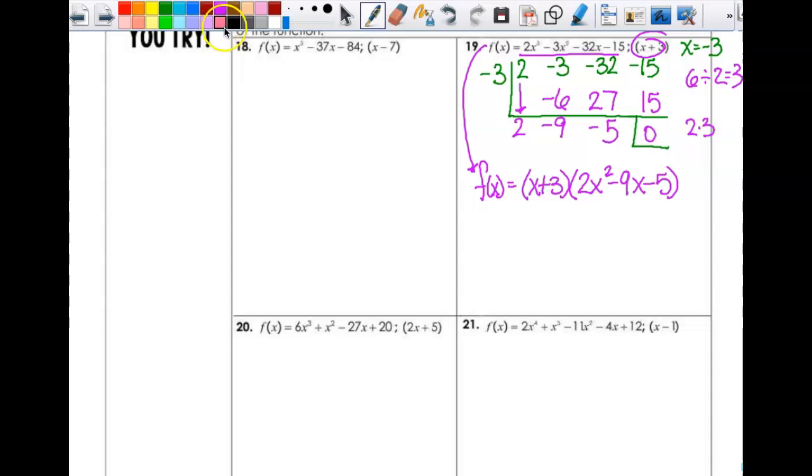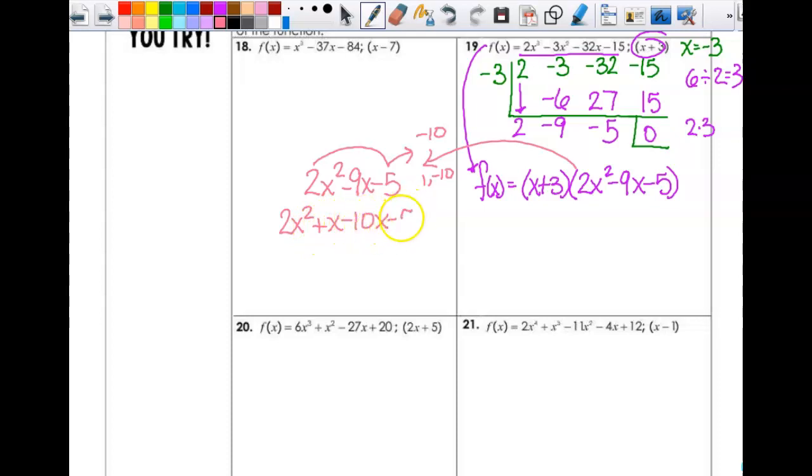I need to factor this. I'll come over here and factor this by grouping. So I've got 2x squared minus 9x minus 5. To factor that by grouping, 2 times negative 5 is negative 10. I need two numbers that multiply to give me negative 10 and combine to give me negative 9. It'd be a 1 and a negative 10. So 2x squared plus x minus 10x minus 5.